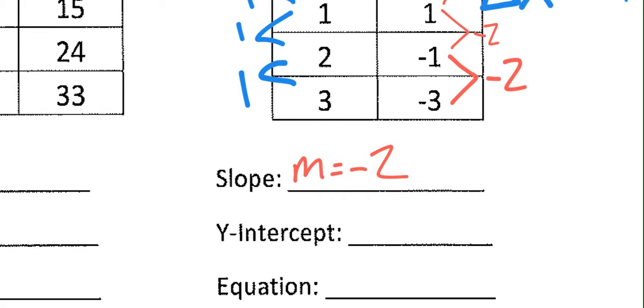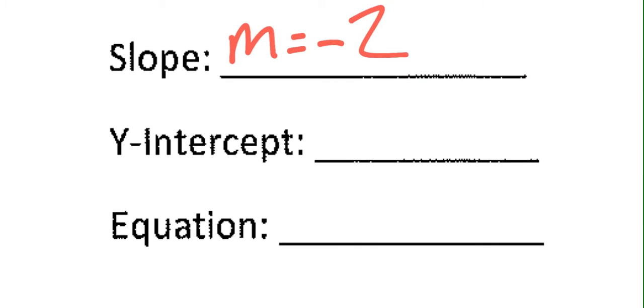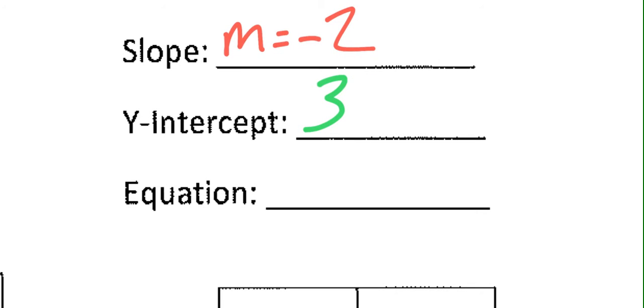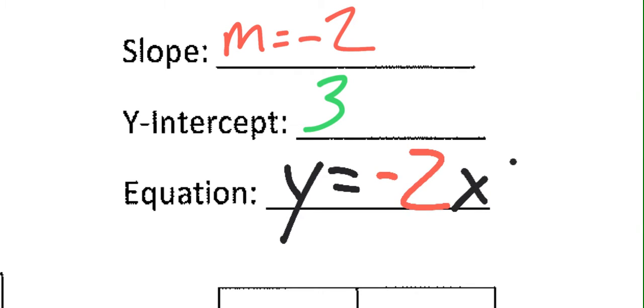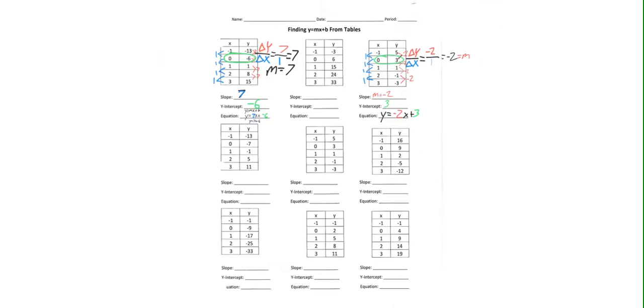Now for my y-intercept. Wherever x is 0, that is going to be my y-intercept. So my y-intercept is 3. So I'm going to start writing these in. My equation is going to be y equals mx plus b. That one should have been a little more straightforward for you guys.